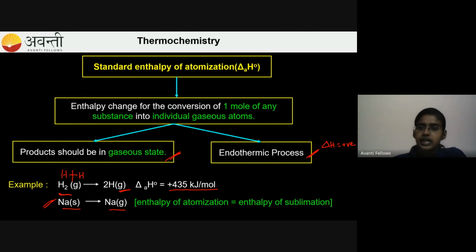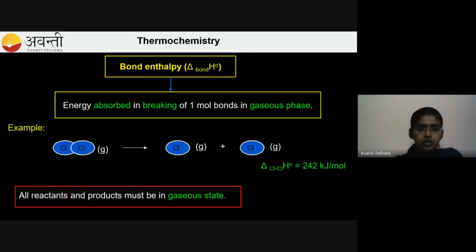Coming to the next term, bond enthalpy, denoted by delta H naught bond enthalpy. So it is the energy absorbed in breaking 1 mole of bonds in gaseous phase. So I have a chlorine molecule here, and it is in gaseous phase. I have to break this bond. Okay, so 1 mole of this gaseous molecule is broken down to form the corresponding gaseous atoms. The energy required to break this bond is called bond enthalpy, and it is 242 kilojoule per mole.